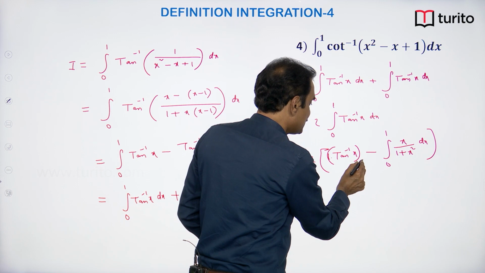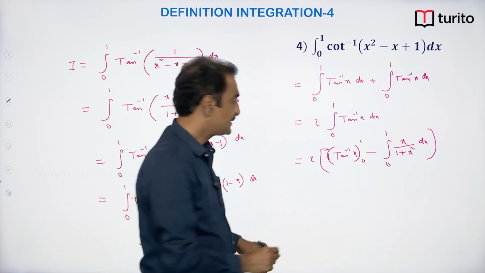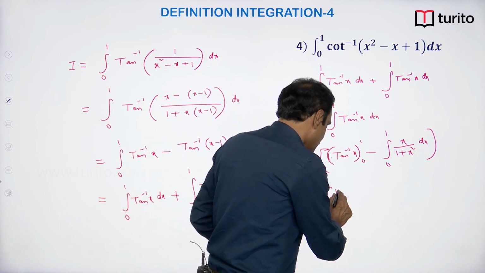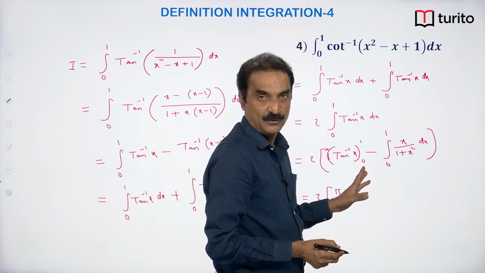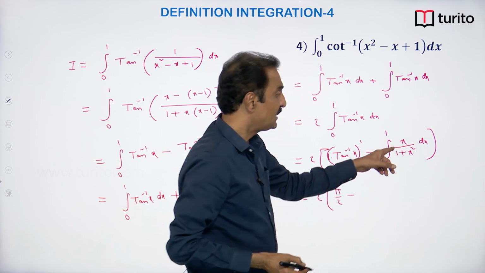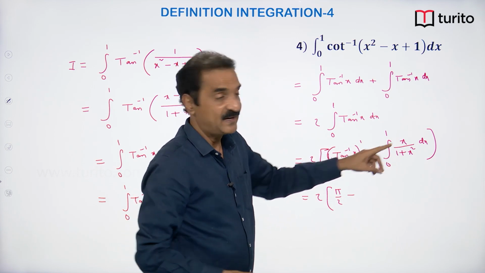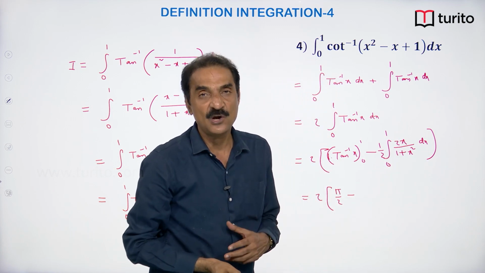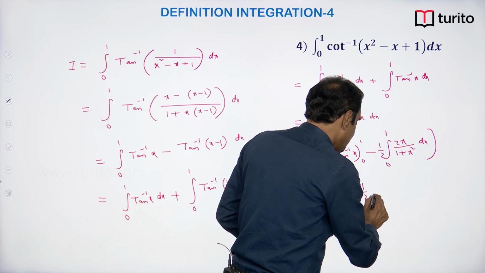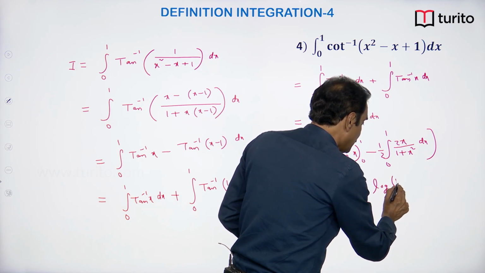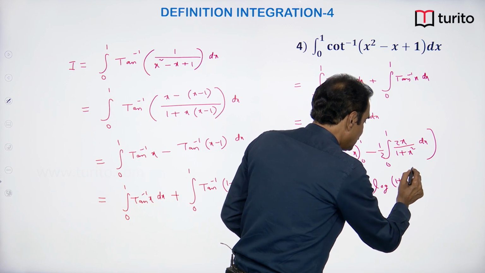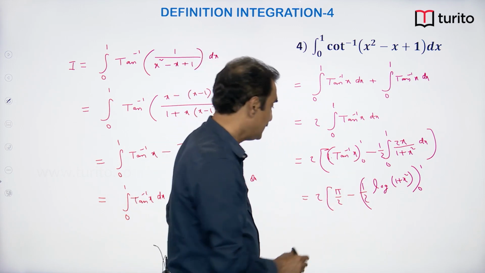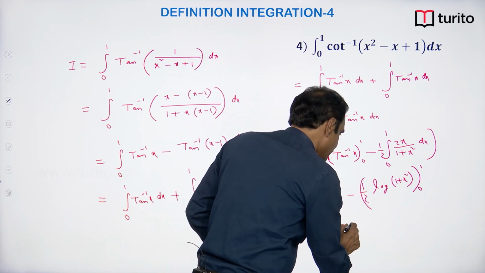Here we have to substitute limits 0 to 1. Now it is 2 into, substituting 1, tan inverse 1 is pi by 4, substituting lower limit is 0, it is 0, minus integral of this is half log 1 plus x square, multiplying and dividing by 2, it becomes f dash x by fx, its integral is log mod fx. So it is half log 1 plus x square. Then we have to substitute limits 0 to 1. Then finally you are going to get pi minus log 2.